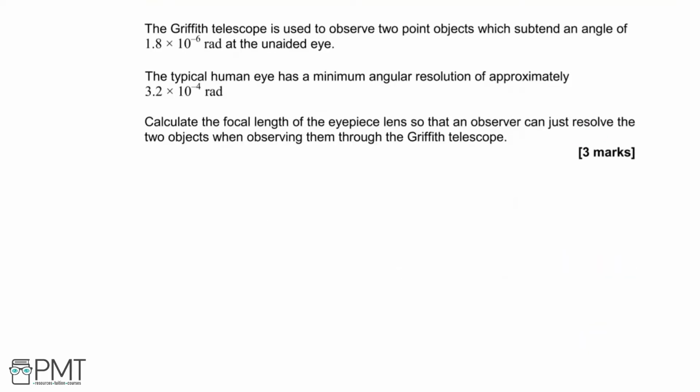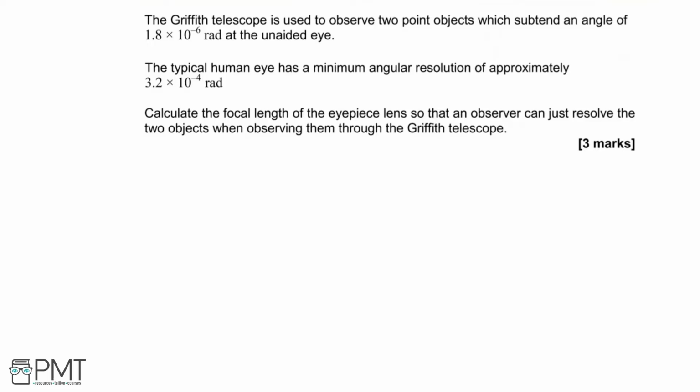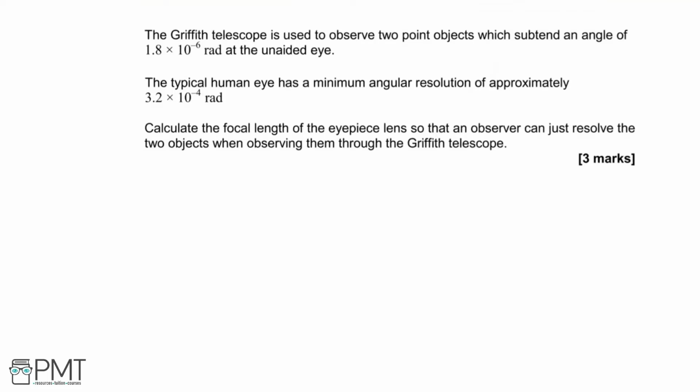The Griffith telescope is used to observe 2-point objects which subtend an angle of 1.8 times 10 to the minus 6 radians at the unaided eye. The typical human eye has a minimum angular resolution of approximately 3.2 times 10 to the minus 4 radians. Calculate the focal length of the eyepiece lens so that an observer can just resolve the two objects when observing them through the Griffith telescope. Now, the first piece of information that we're going to need here is the focal length of the Griffith telescope, which is 5.03 meters.